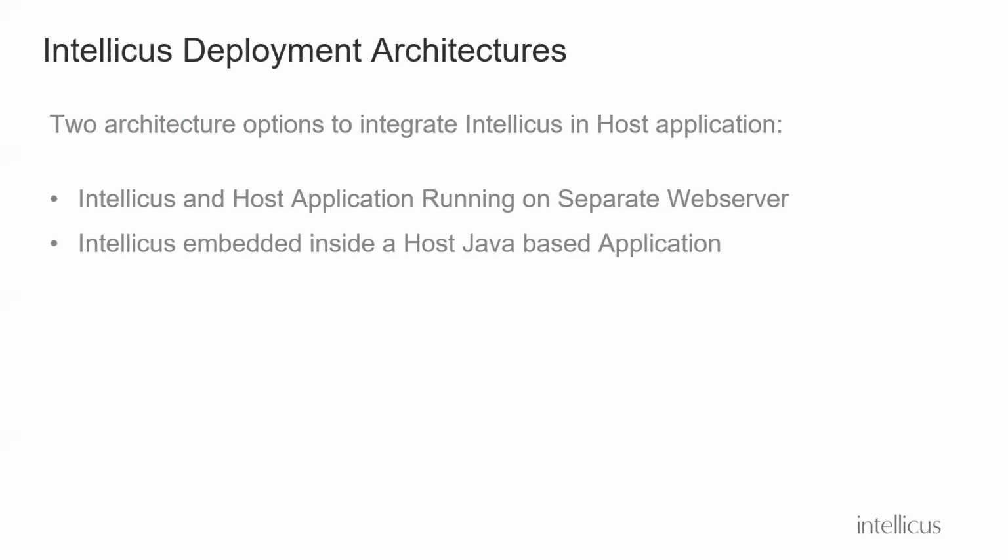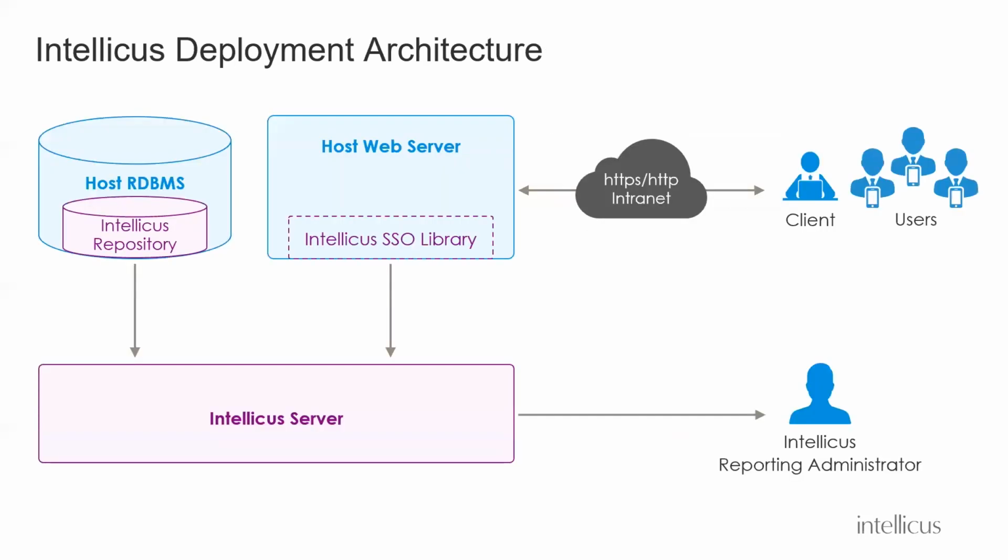When Intellicus and host are running on separate web servers, in this case, whenever a host application user clicks on reporting, the request will be redirected to the Intellicus web server. The web server will further interact with the report server, and the report server will fetch the report layout from the Intellicus repository, and data will be fetched from the host database. So here data will be displayed to the user as per requirement, as shown in the diagram here.